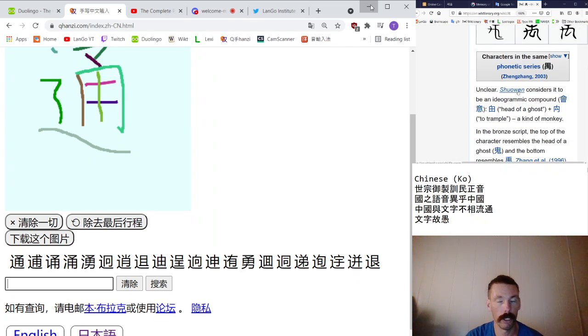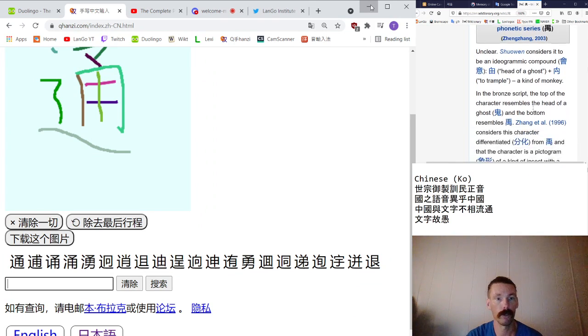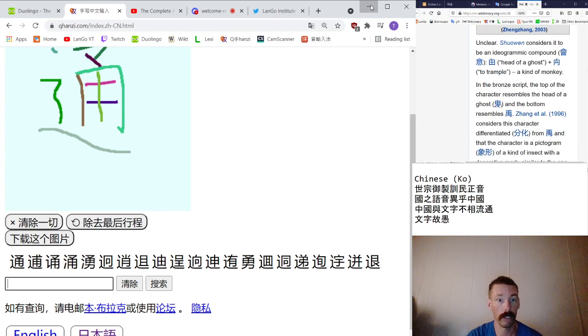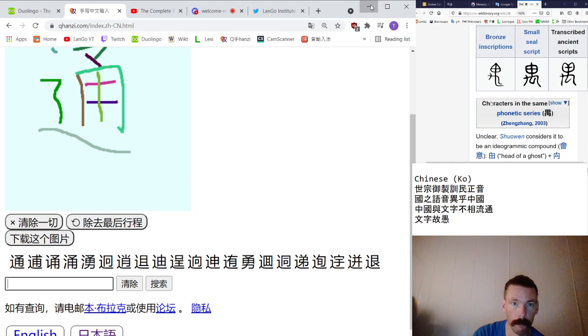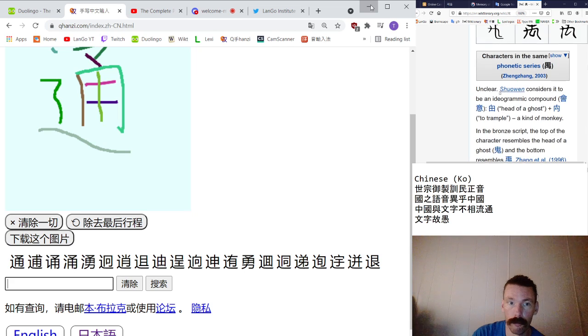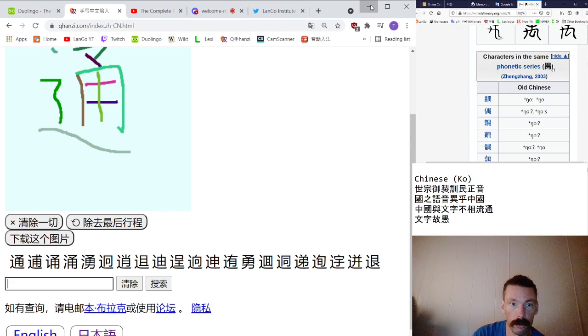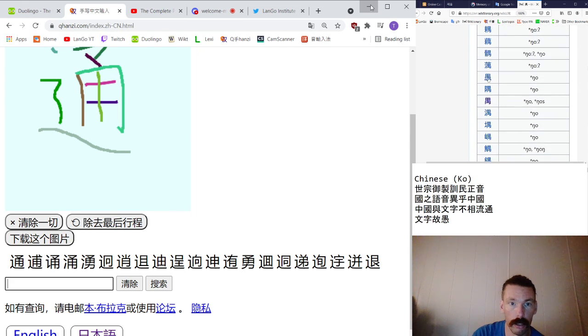Shuowen considers it to be an ideogrammic compound, head of a ghost, and to trample for a kind of monkey. Zhang et al. consider this character differentiated from Shu, or Yu, and that the character is a pictogram of a kind of insect with a decorative mark similar to the one in Wan, scorpion, is also close by. And this word foolish will be in the phonetic series, the heart underneath.